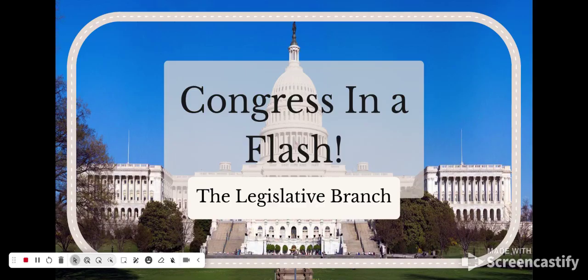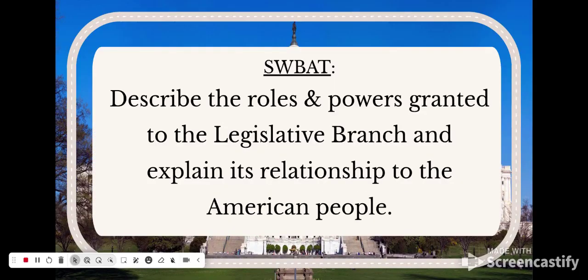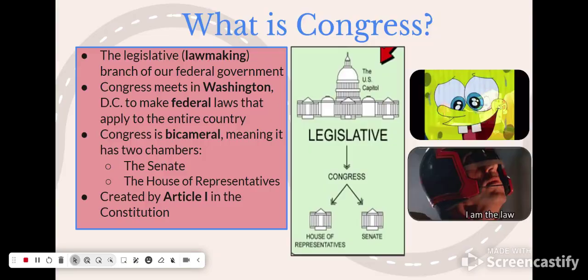As we go through this video, make sure you're filling out your guided notes and answering the questions provided in EdPuzzle. So after this video, your goal is to be able to answer this question. Describe the roles and powers granted to the legislative branch and explain its relationship to the American people.